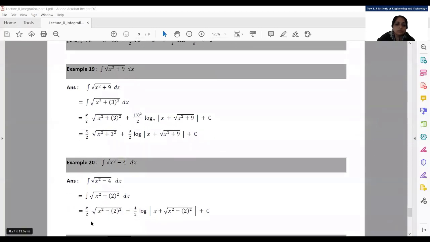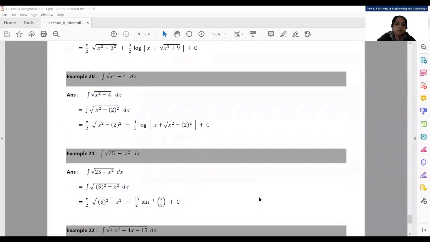Here x by 2 under root x square minus 2 square minus a square by 2. Our a is 2, so a square is 4, so 4 by 2 log x plus under root x square minus 2 square plus c. Just the sign differs only, the rest of the terms will be the same.